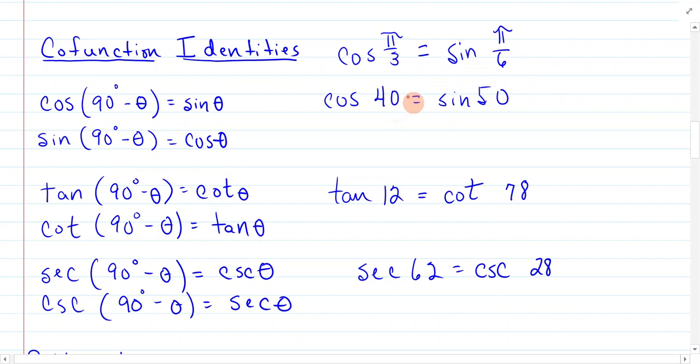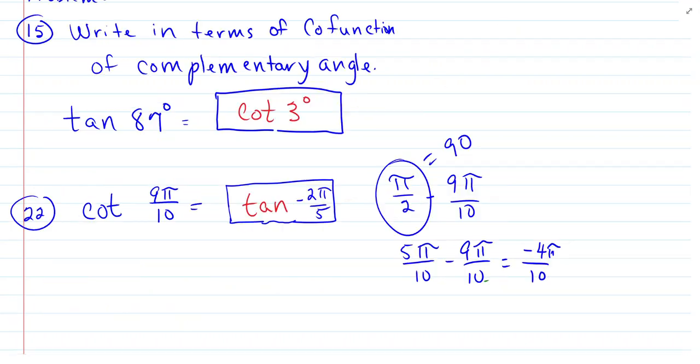Cosine of 40 is the same as the sine of 50. Tan of 12 is the same as cotan of 78. So the cofunctions are here, and the numbers will add up to 90. So if you were told to write in terms of cofunction of the complementary angle, and you were given tan of 87, you get cotan of 3.